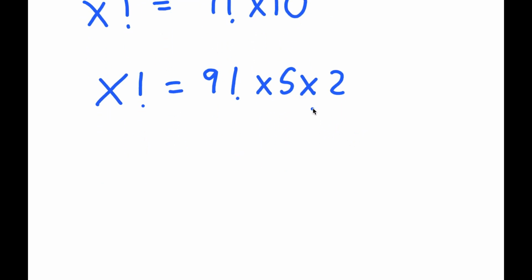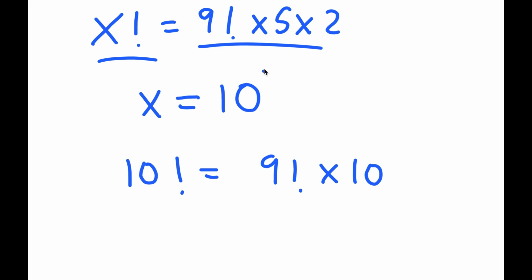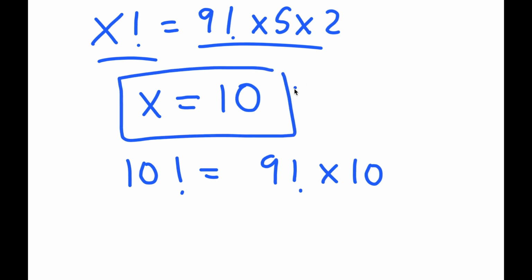Meaning, x is equal to 10, because 10 factorial is equal to 9 factorial times 10. And this is the exact value of this. So x is equal to 10.